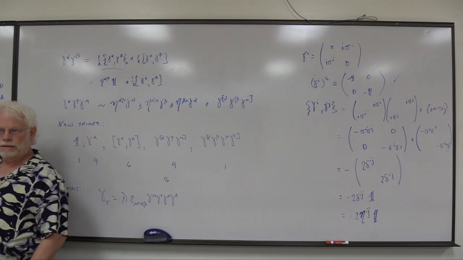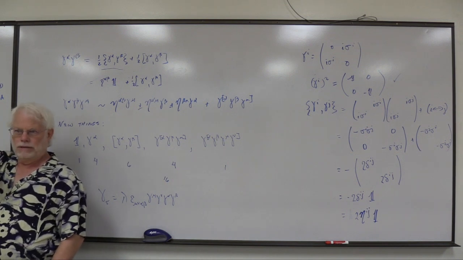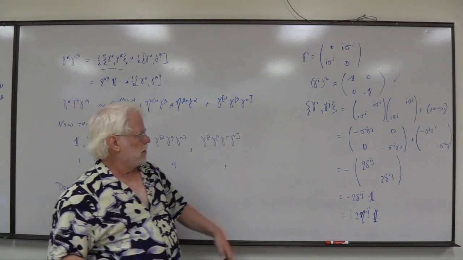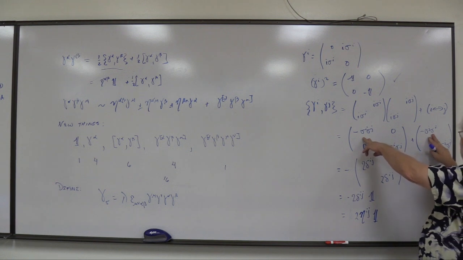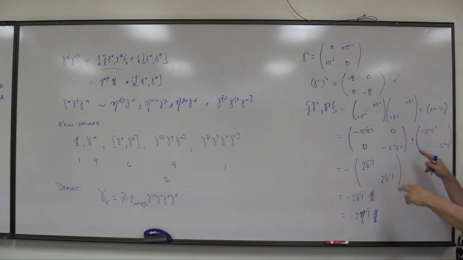Okay? Question? Why do you have a 2 on the Kronecker? A 2? Because I'm adding these two. I'm explicitly, it's the anticommutator. I see the minus sign, I see the minus sign. Yeah, so they come together. So I pulled out all four minus signs here.